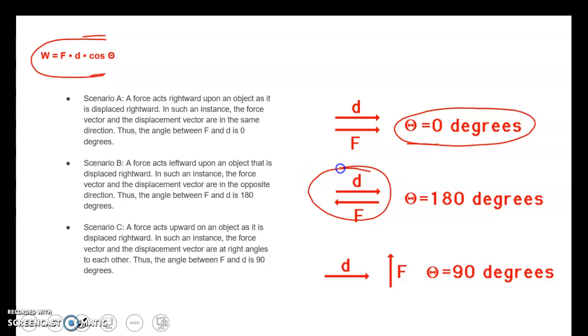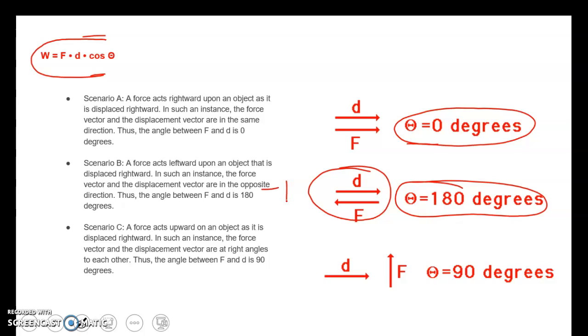Another scenario is this one, where the displacement and the force are going in opposite directions, like you're pushing to get something that's traveling towards you, or friction. Your theta is going to be 180 degrees, and that turns out to be -1. So you end up getting negative work there, and that's something we'll talk about.